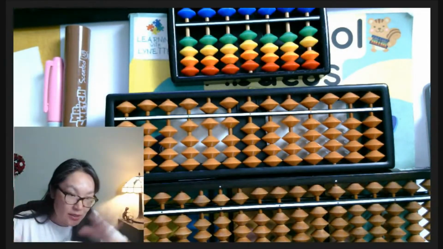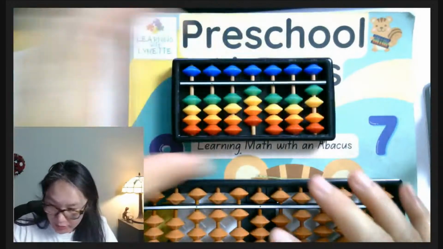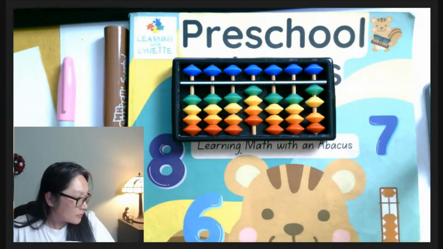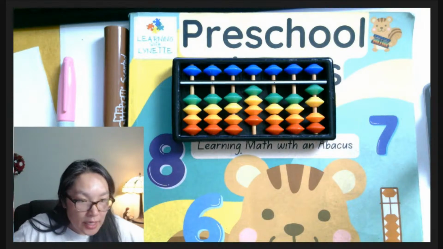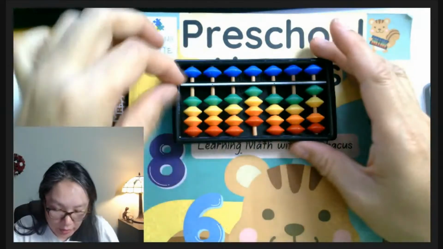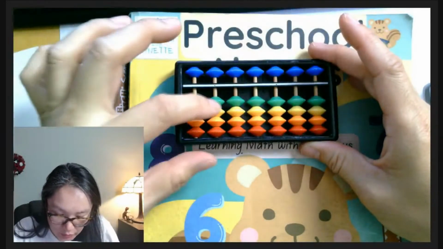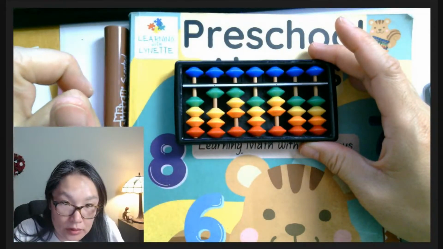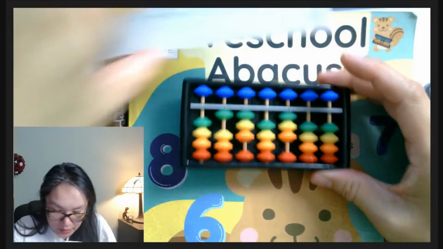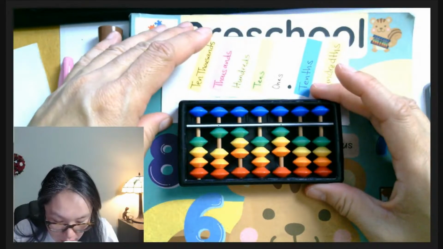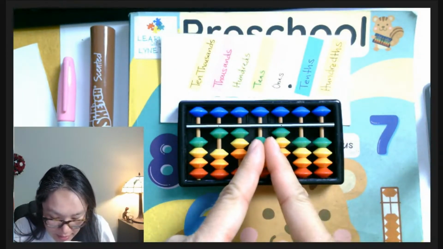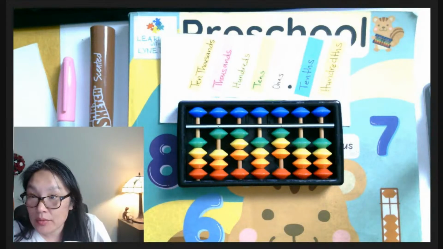So if anybody else has any questions, we're going to continue on learning how to read the abacus. So Andre, do you remember we're going to do 100, 1000, 1,303. And what we did is we utilized our dot indicator. So we have our ones, our tens, our hundreds, our thousands. And that's what we're doing.